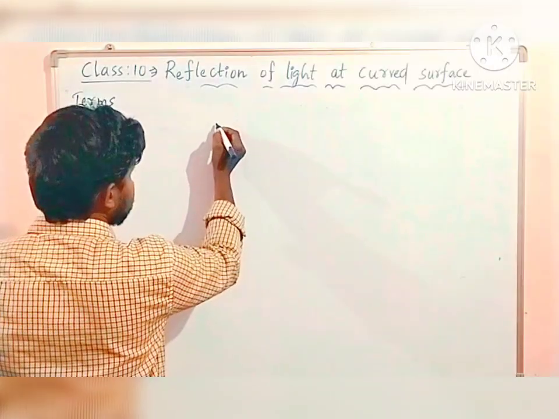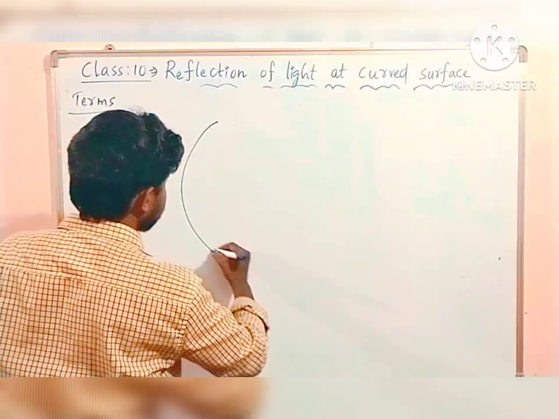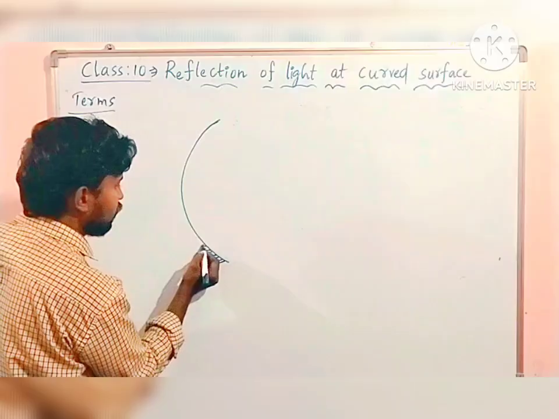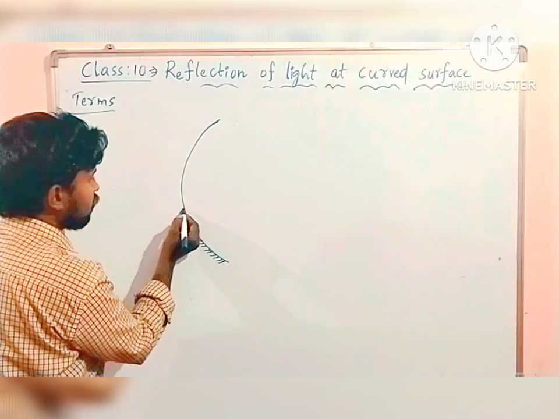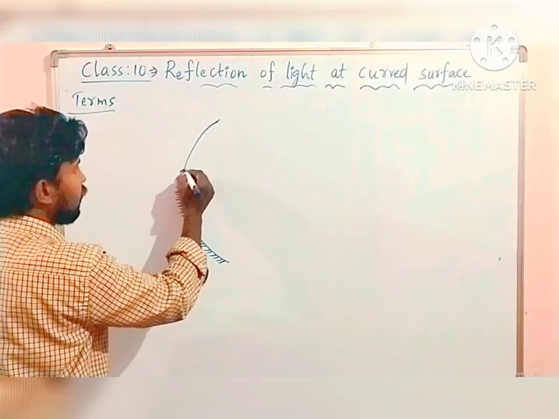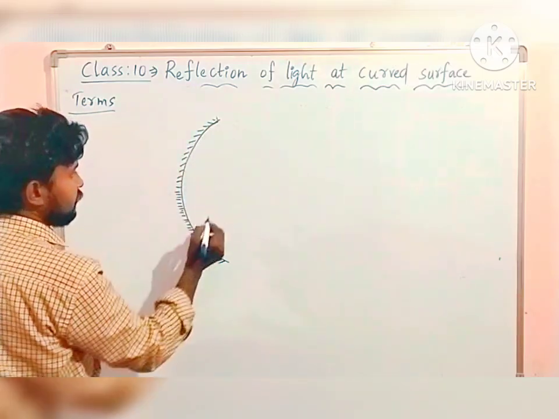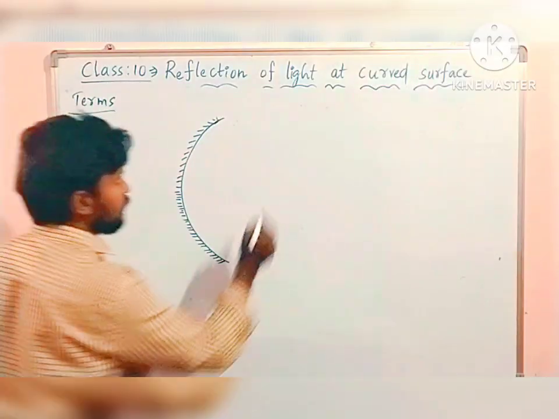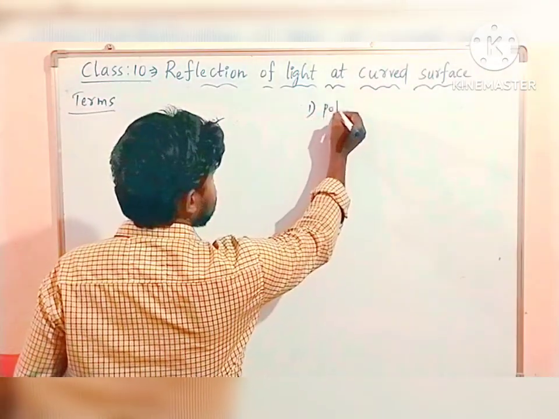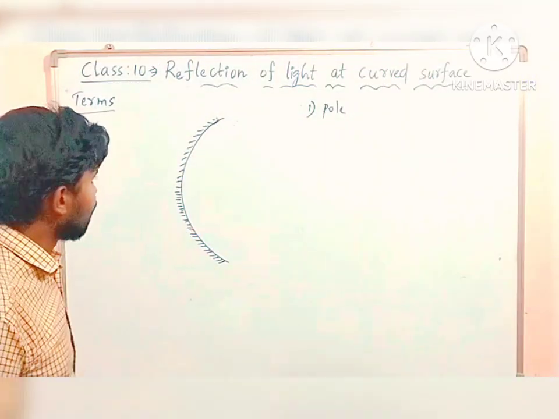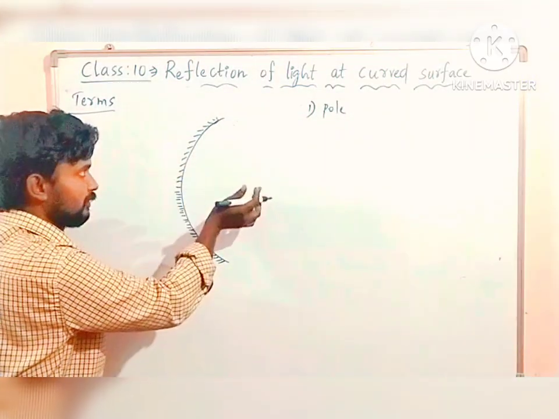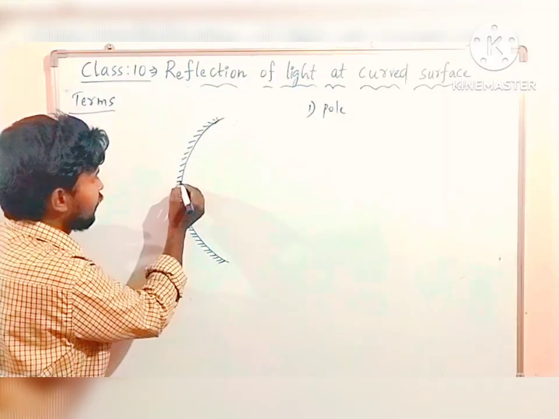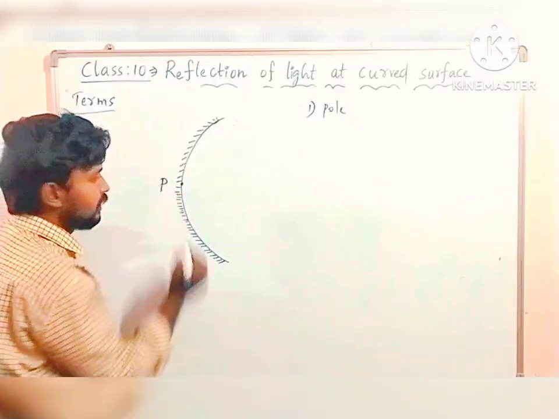Like here, this is a concave mirror. Concave mirror means the outer side is coated with silver or aluminum paint, and the inner side will act as the reflecting side. Now what do the terms mean? First term is the pole. Pole means the center, the midpoint of the mirror. For example, this is the midpoint, so this is called the pole.